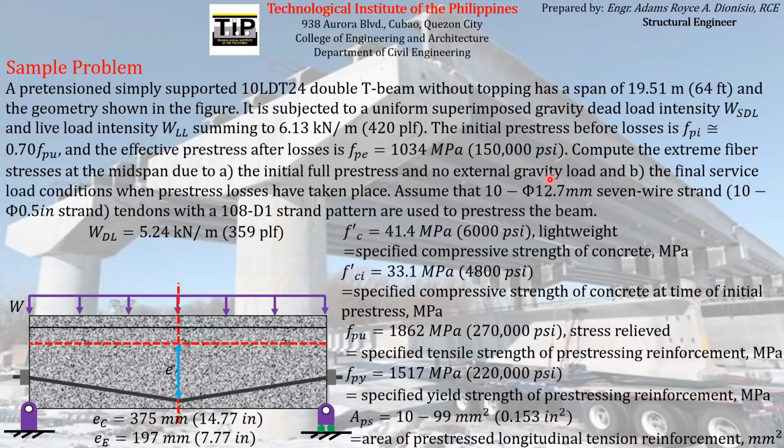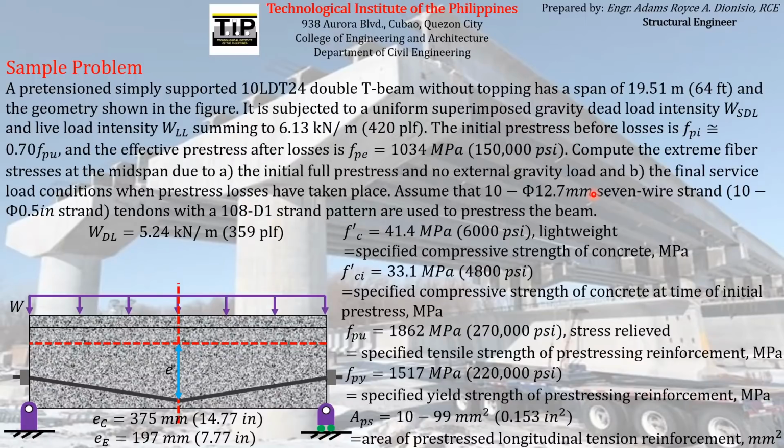Although if you try to compute the area of a 7 wire strand which has a diameter of 12.7 mm, using the formula for a circle, which is pi over 4 d squared, diameter squared, you can notice that this value is somehow different from the value you see here. The reason for that is the 12.7 mm that is given here is just the nominal diameter. So it is not actually the total cross-sectional area.